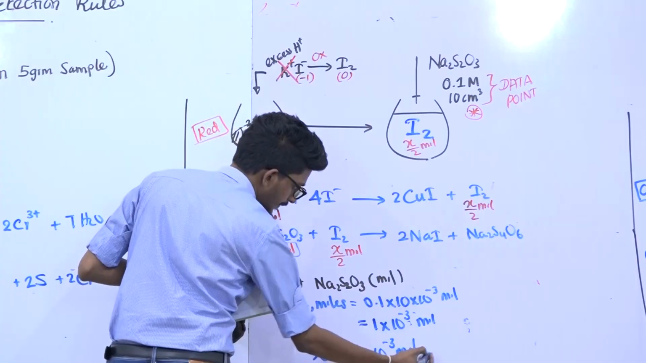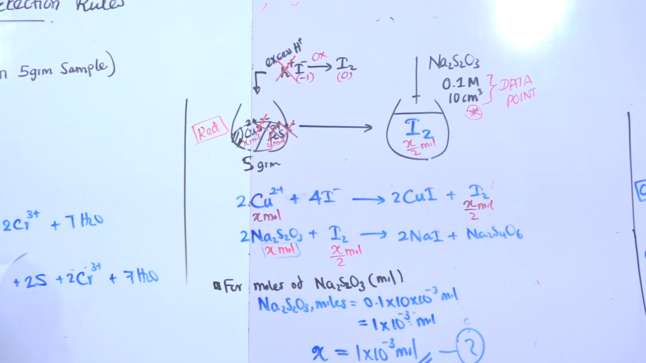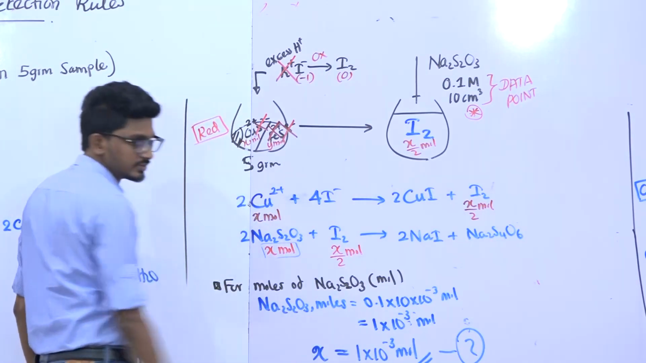So actually, this is your second simultaneous equation. So actually, your copper sulfide amount is 1 into minus 3 x moles.